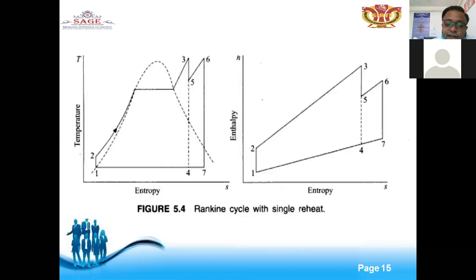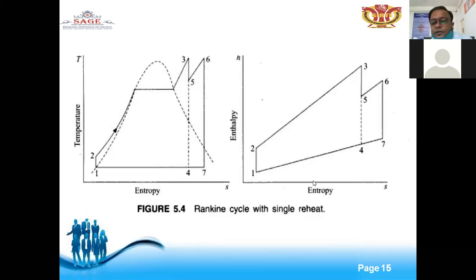This is the diagram of the Rankine cycle with single reheat. 1 to 2 is the process showing compressor work in the pump, and after that a heating process is done. 3 to 5 is the expansion in the first stage turbine, 5 to 6 is the reheating, and 6 to 7 is the expansion in the second stage turbine. After that, 7 to 1 is the condensation of the steam, taking place up to the saturated water condition.